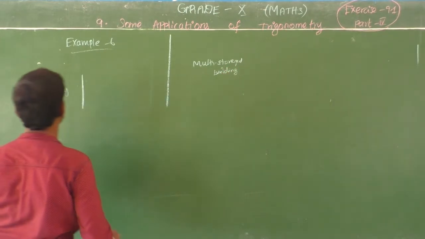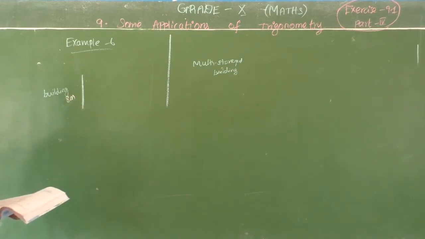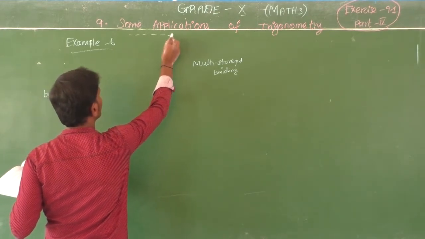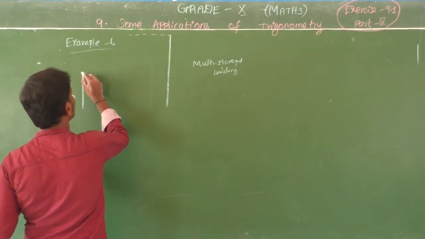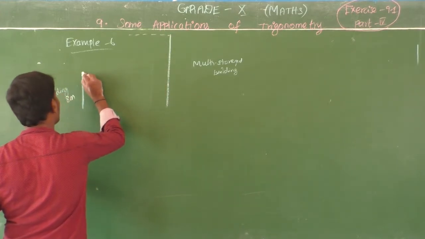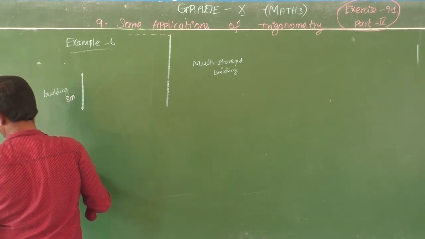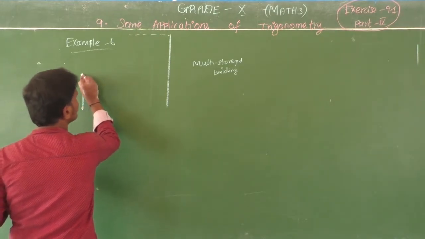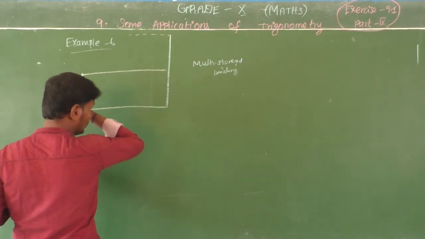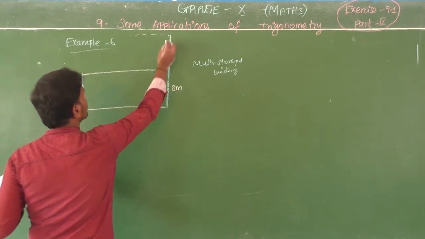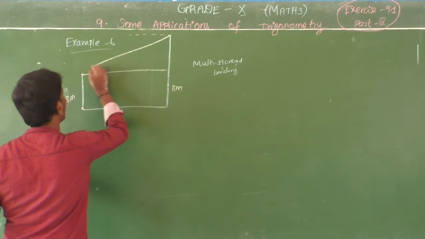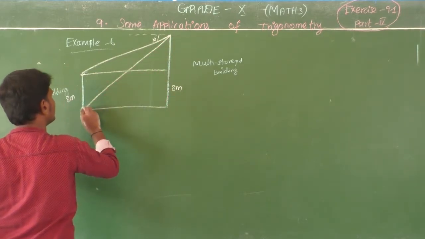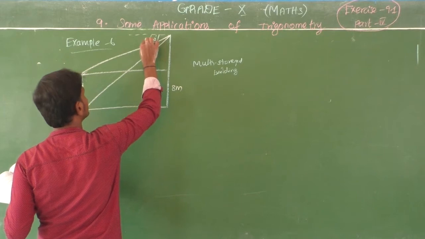Listen, the building is 8 meters tall. This is the point of observation. From the point of observation, we want to take the angle of depression of the top and the bottom of the 8 meter tall building. First I'm going to join this to get this 8 meters and that also 8 meters. Now the angle of depression here, I'm going to join like this. This is the first, 30 degrees, and next the bottom of the building is 45 degrees, and this one is 45 degrees.